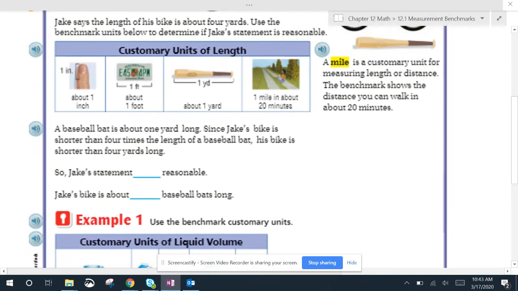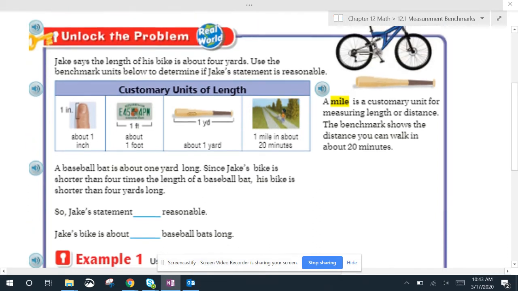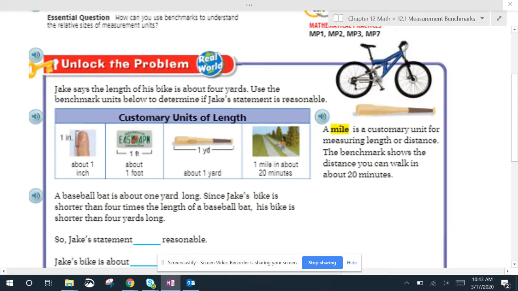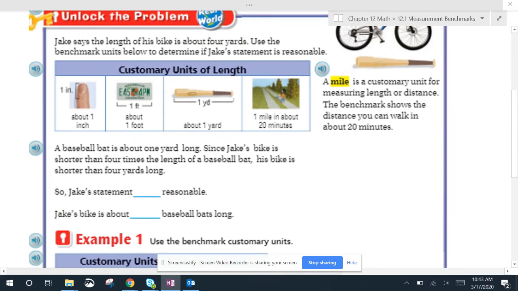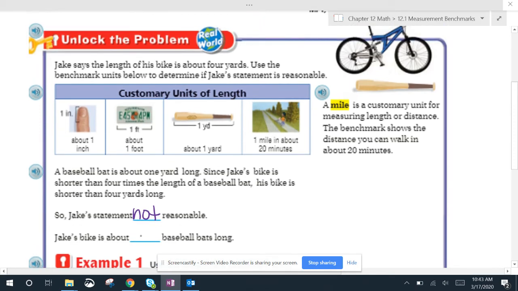A baseball bat is about 1 yard long. Since Jake's bike is shorter than 4 times the length of a baseball bat, his bike is shorter than 4 yards long. So if I come back up here to the question, it says, Jake says the length of his bike is about 4 yards. If we look at the picture, we see that Jake's bike is a little bit longer than the baseball bat, but it's not 4 times longer than the baseball bat. So we know that Jake's statement is not reasonable. Jake's bike is only about 1 baseball bat long.